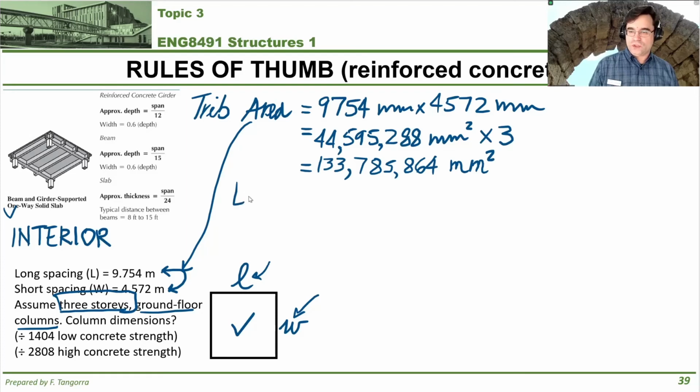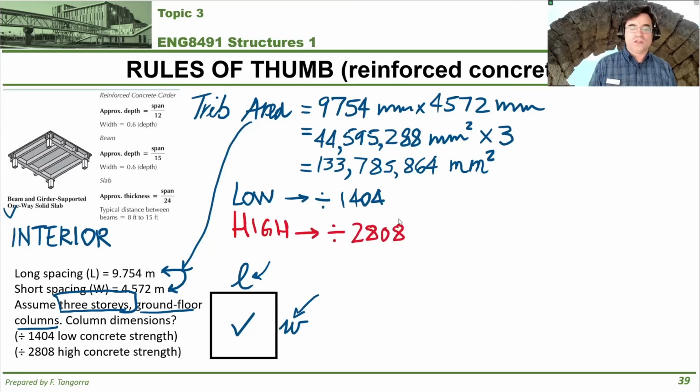If you're going to use low or regular strength concrete, you're going to divide this by 1,404, not 10, as it shows in the back of the book. If instead you're going to use high strength concrete for your columns, then you're going to divide this tributary area by 2,808, not 20, as it shows in Appendix B of your book for concrete columns. So let's do this one first.